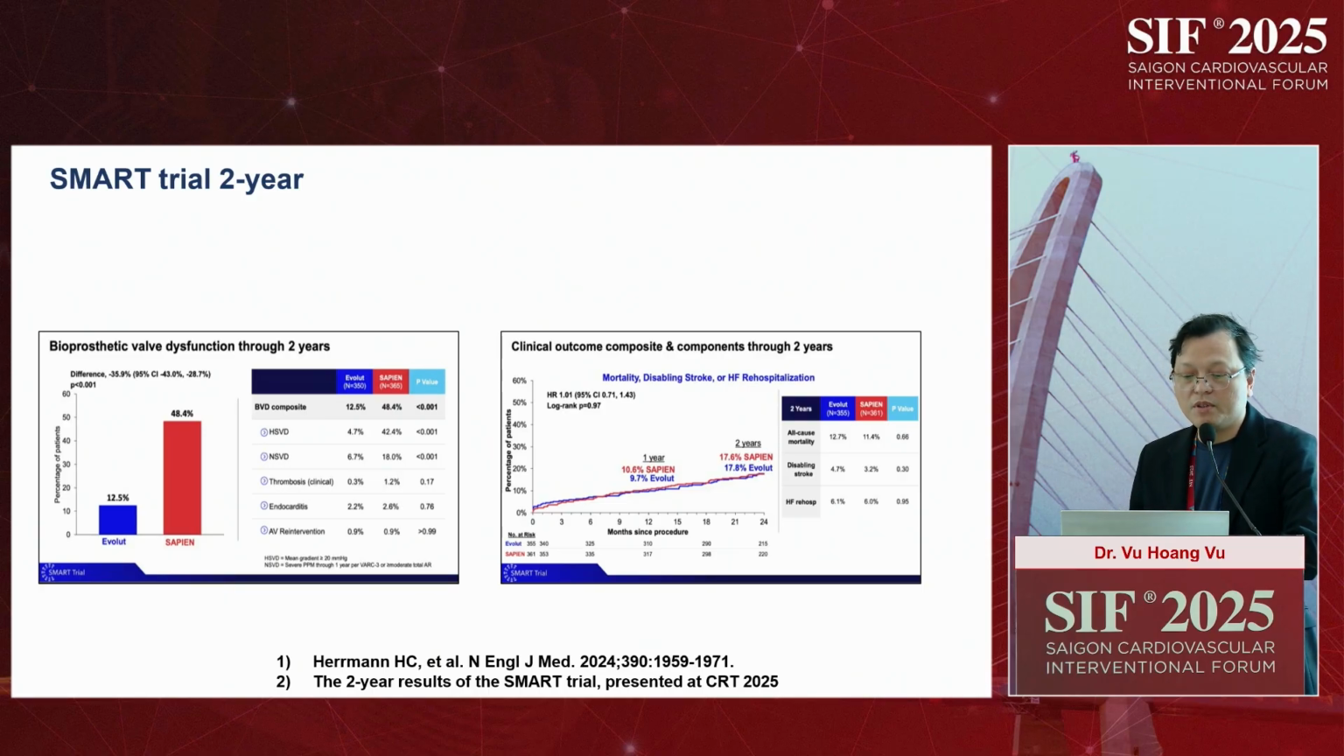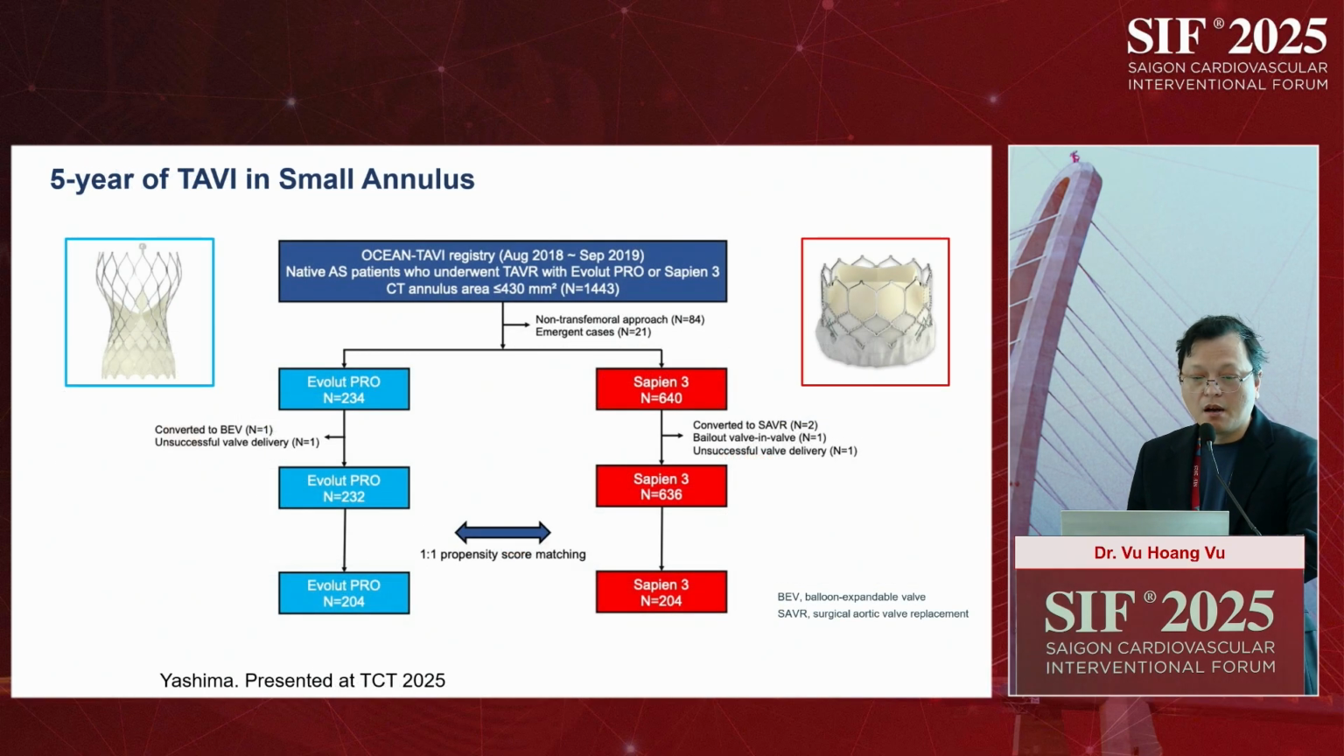We see the composite endpoint is not significant. It is the same when we compare the self-expandable valves and balloon expandable valves. But the hemodynamic gradient is much better with the self-expandable valve. That's the truth, that's the number we have to follow. But the composite endpoint is not different between the two groups. And this is 2 years, so we expect longer follow-up, but we have to wait for time.